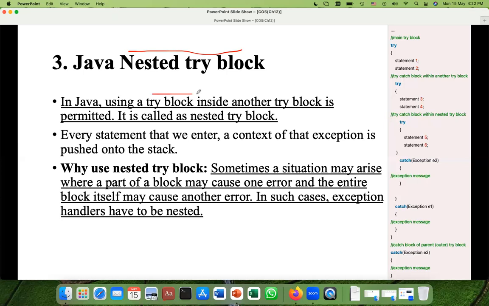So a try block inside another try block is permitted, is permissible, is allowed in Java. You can write a try block inside another block. And this is called nested try blocks. If you have written something like that, or if you have built a structure like that, that is called nested try blocks.